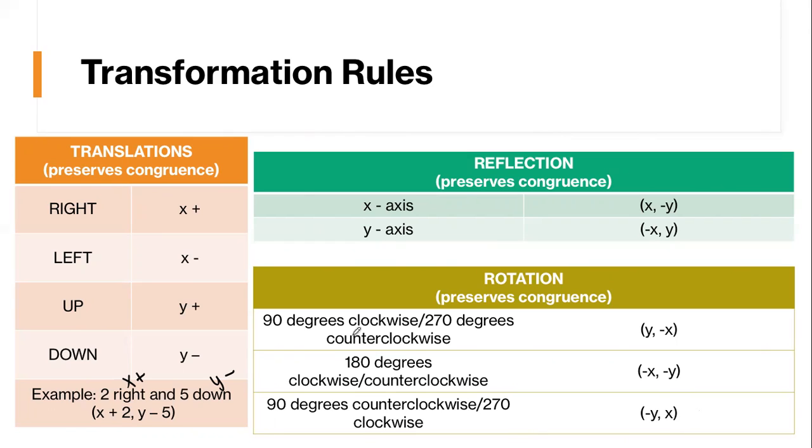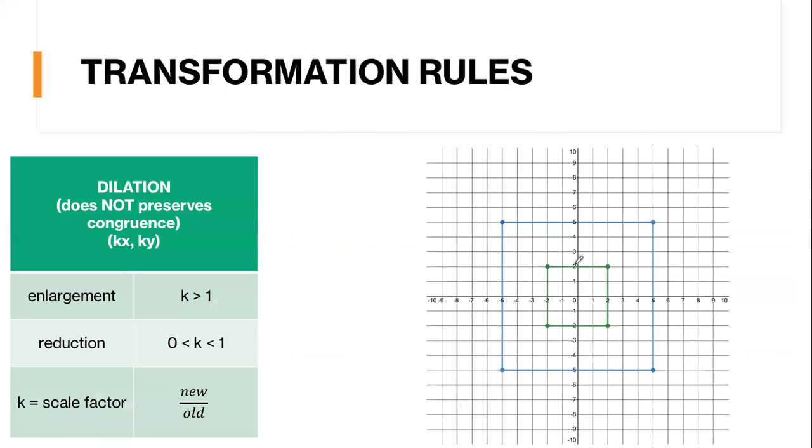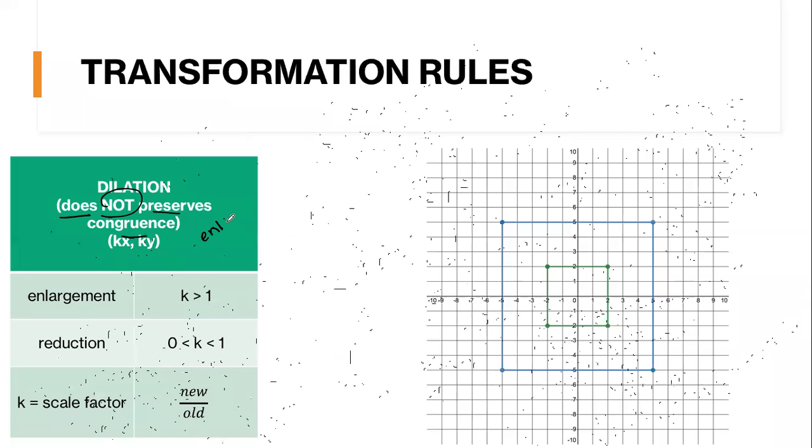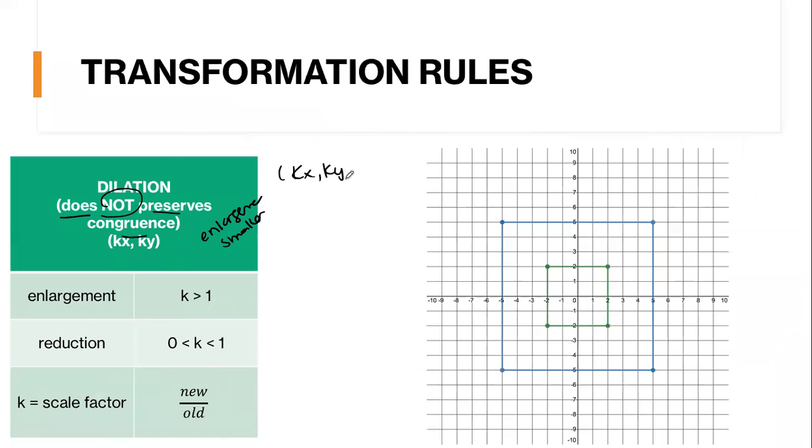Big thing that a lot of y'all must have forgotten is dilation. This is the only one that does not preserve congruence, because it's either getting bigger or smaller. And the rule for dilation is kx, ky. This is the only one where you're multiplying to the x and multiplying to the y. Okay, so it's easy to figure out which one is talking about dilation. It's the only one that's multiplying the number. So enlargement, my k would be greater than 1 if it's getting bigger. If it's getting smaller, my k is between 0 and 1.